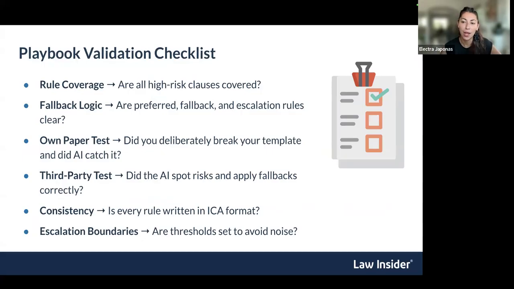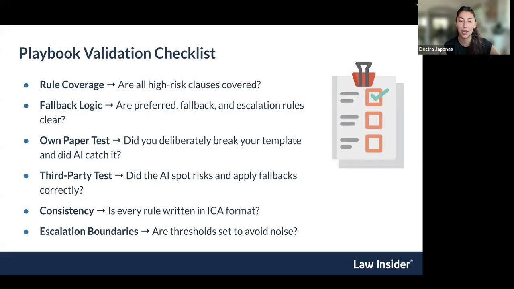And when you're creating your playbook, just make sure that all your high-risk clauses are covered. That's what you want to start with. If you haven't got a playbook at all, you can just start with 6 or 7 rules that are really high level, and then you can build organically from there. You've got your fallback logic. So do you know what your preferred positions are, your fallbacks? This, again, it's a great opportunity for you to have these conversations with your team.